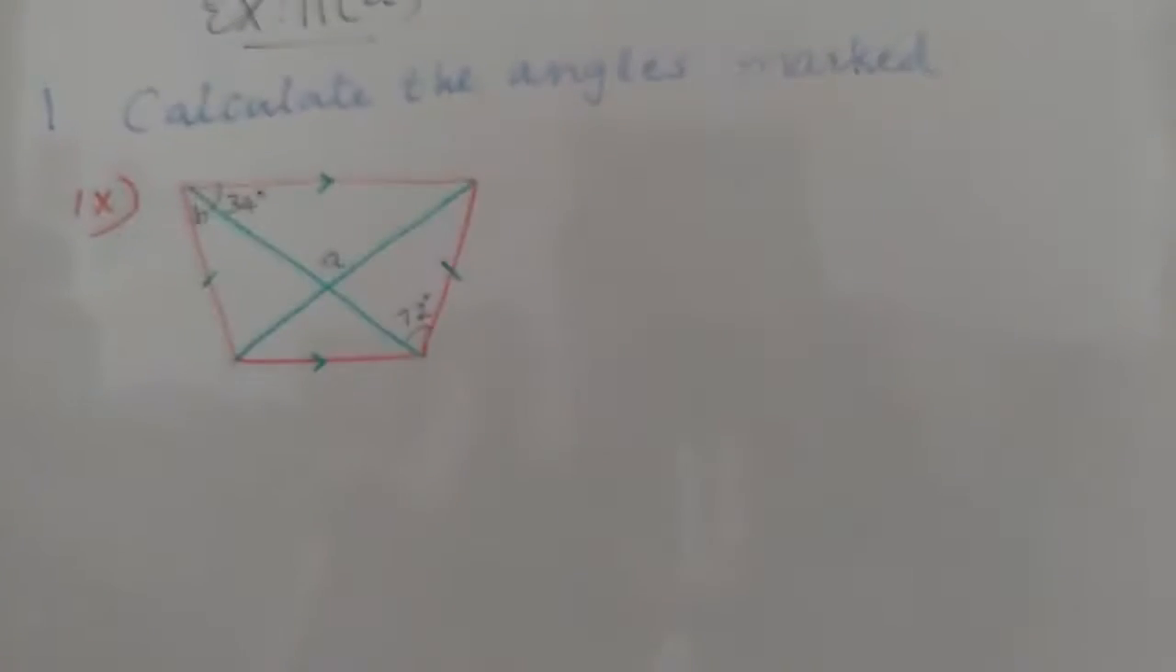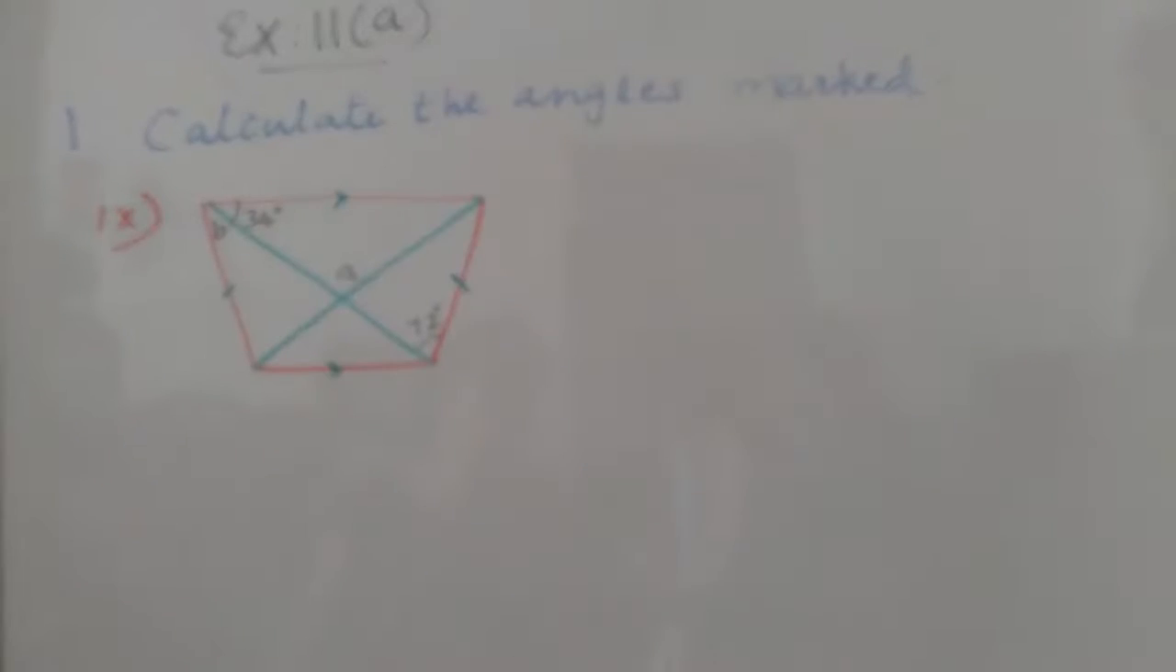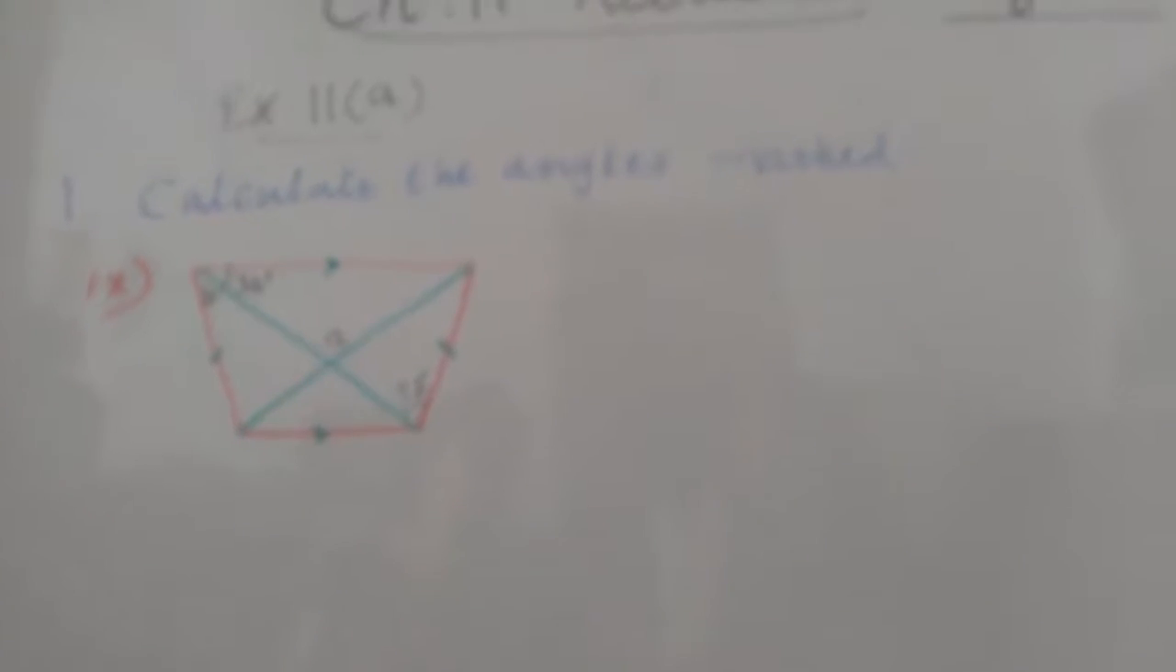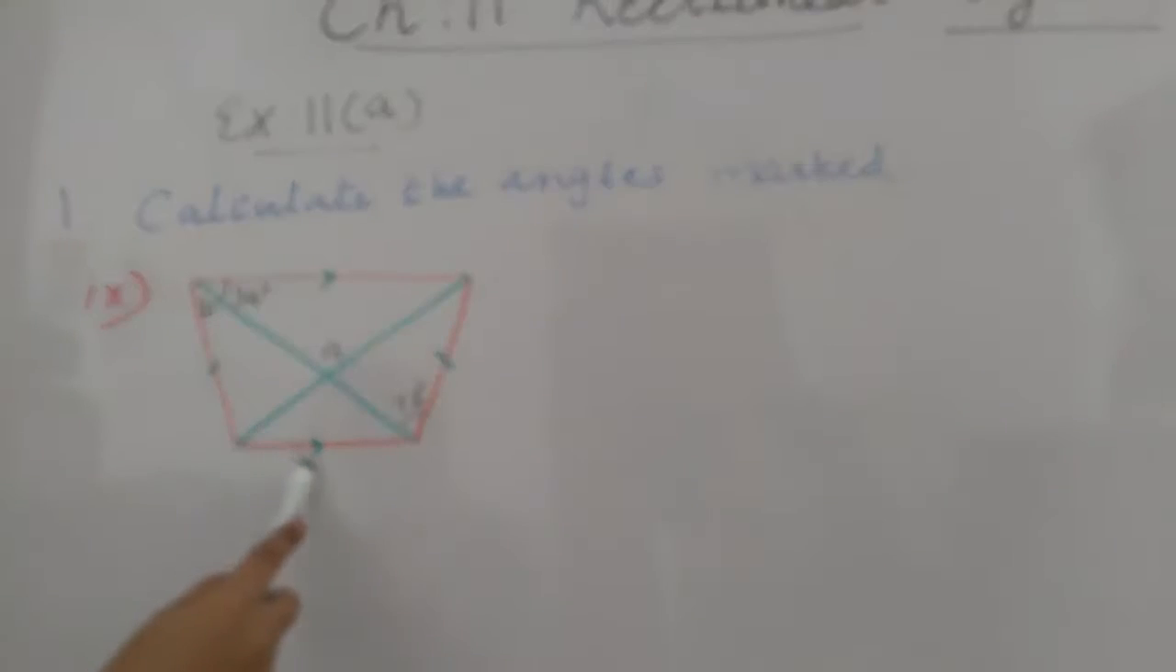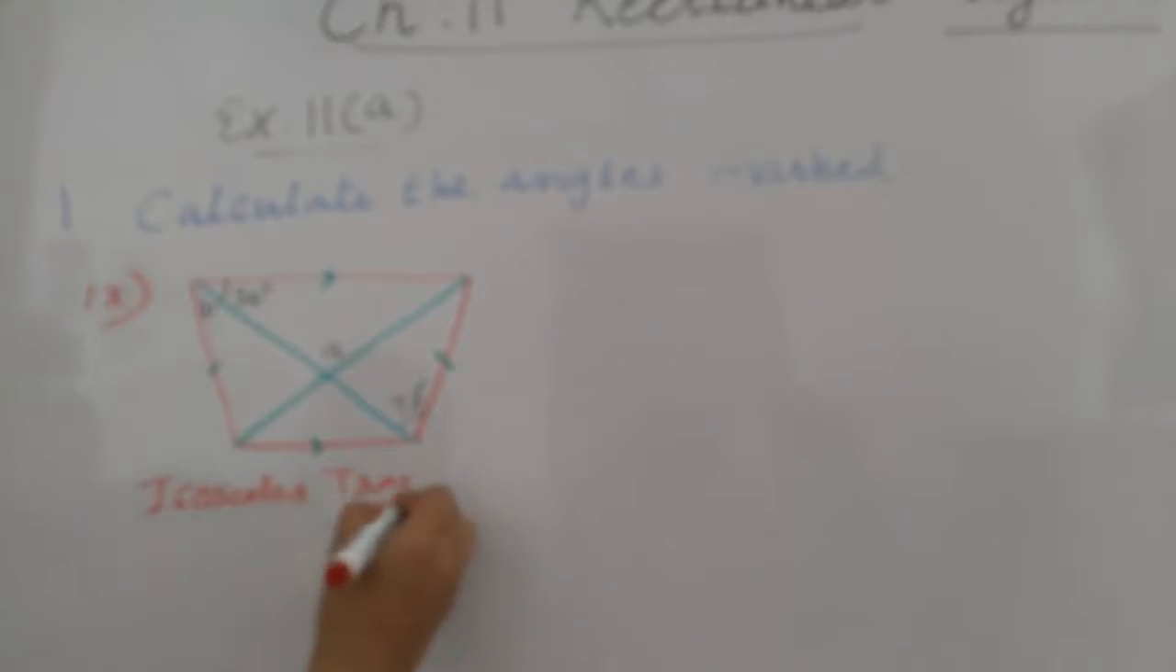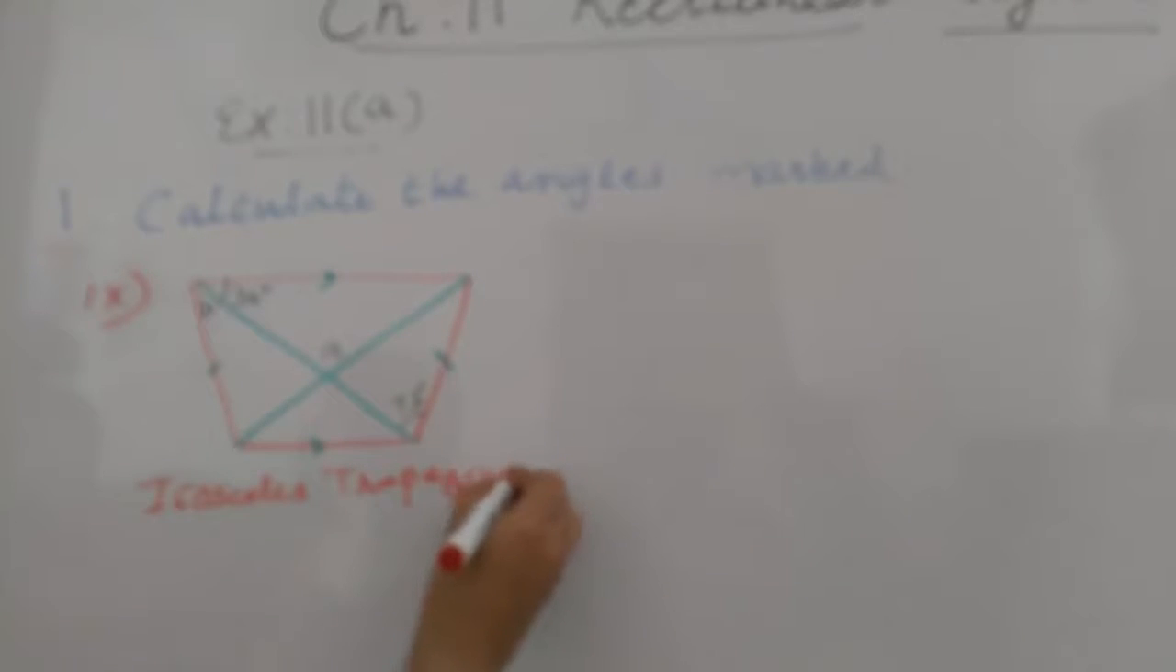Exercise 11A, question number 9. From the figure we have to say which figure it is, because in the question we are not given the shape, but here you can say the opposite, the one pair of the side parallel and the non-parallel sides are equal. It means it is isosceles trapezium. So we will think about the properties of isosceles trapezium to solve this question.